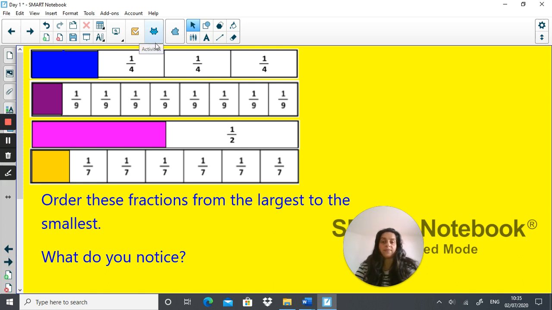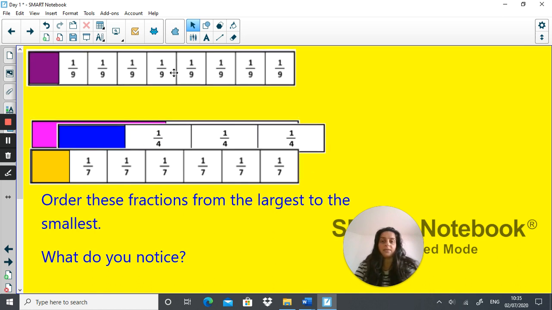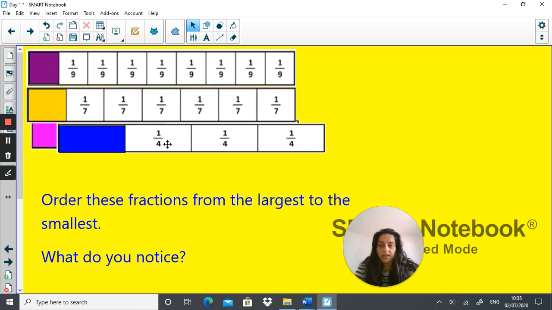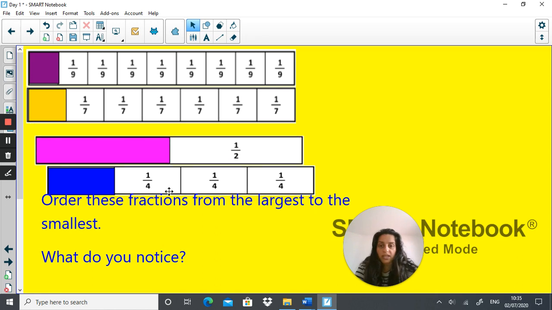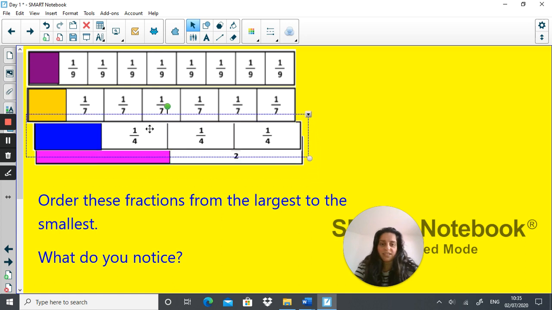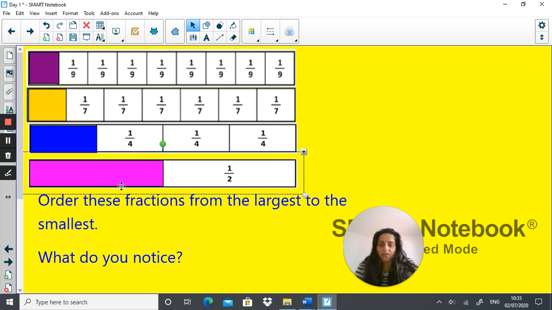So you will see that 8/9 goes there, followed by 6/7. What do we have left? We have 1/2 and 3/4. So 3/4 goes there, and 1/2 goes there. So here we're ordering from the largest to the smallest, and as you can see with the fraction strips, the white part, the size of the fraction, gets smaller and smaller and smaller. Good job.